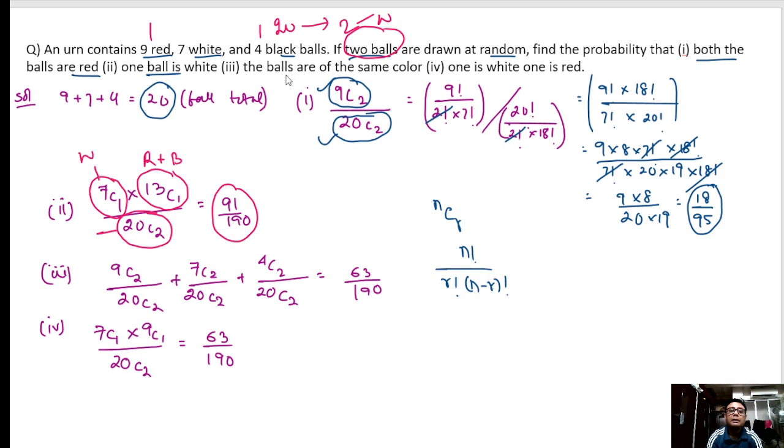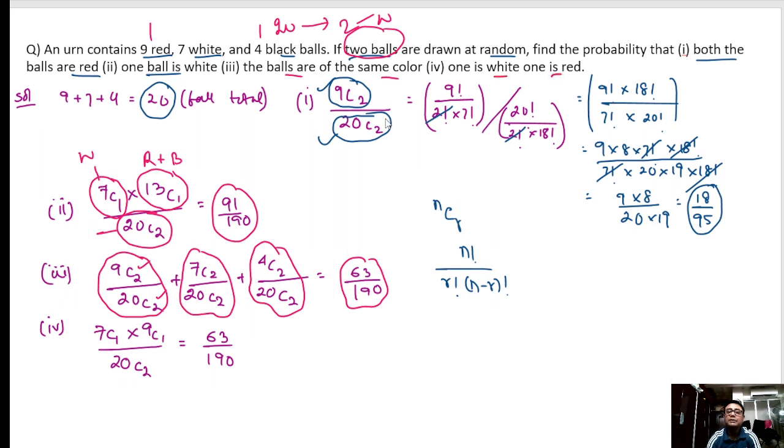Similarly, the balls are of the same color. That means both the balls can be either red. So you can write like this. Out of the 2 balls drawn from 20, the 2 balls can be red, or the 2 balls can be white, or the 2 balls can be black. So this is the answer.